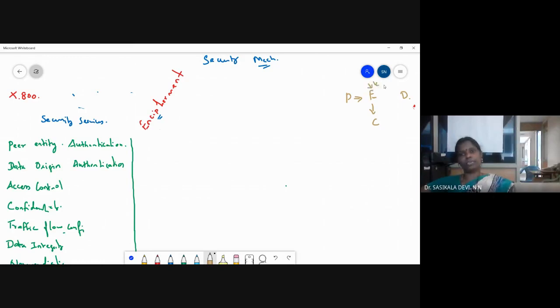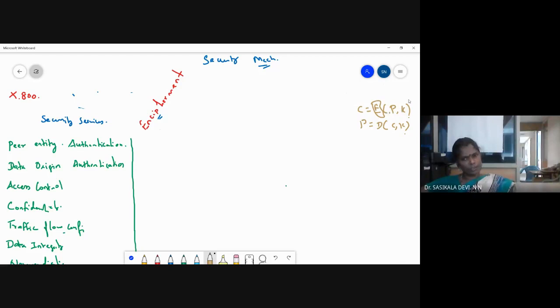Encryption takes plain text as an input and produces ciphertext as output, with an add-on key. I will represent it mathematically: C is equal to E of P comma K. And the decryption algorithm, decipherment, takes ciphertext as input and produces plain text as output. So this is known as encipherment.